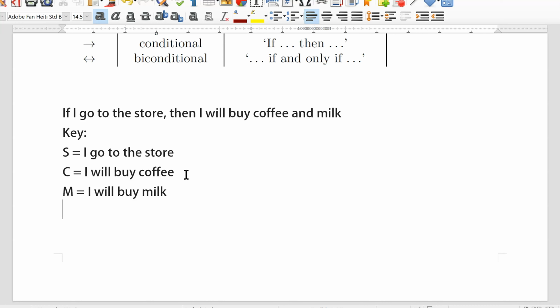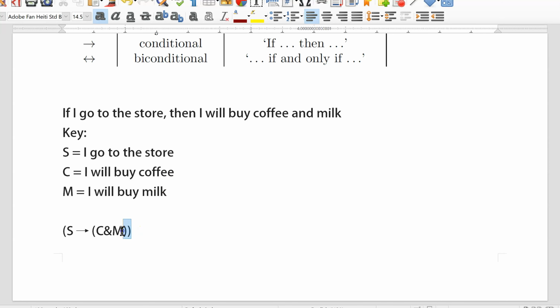Right? So this then, just to give you an example of parentheses used, would be something like, if I go to the store, then I will buy coffee and I will buy milk.